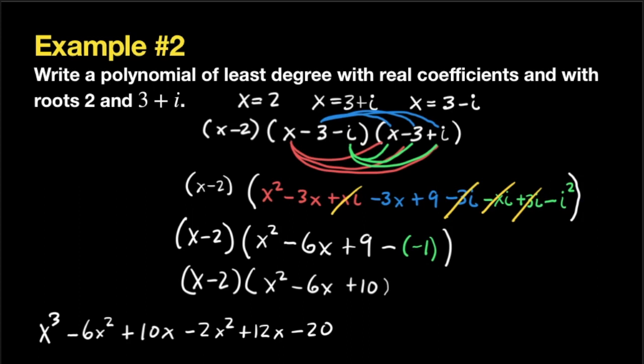And now you're going to simplify your expression. So you're going to combine like terms. We only have one x to the third power. We have negative 6x to the second and negative 2x to the second. So that's going to be negative 8x to the second. We have 10x and 12x. So that's going to give us 22x. And then we have our negative 20. So that's going to be our answer.